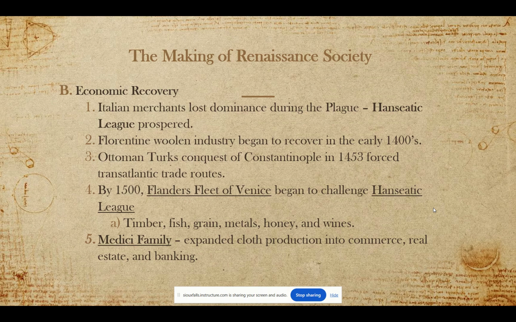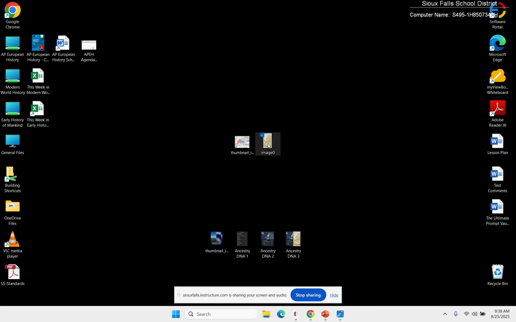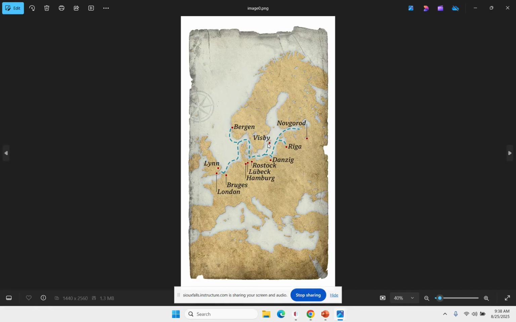Class, let me show you the Hanseatic League here. Throughout much of the late Middle Ages, this was the dominant trade system. And it wasn't down in the Mediterranean, it was up in the Baltic Sea and North Atlantic. The Hanseatic League was a collection of almost Germanic and Slavic states. The most dominant of these merchant states was Lubeck.